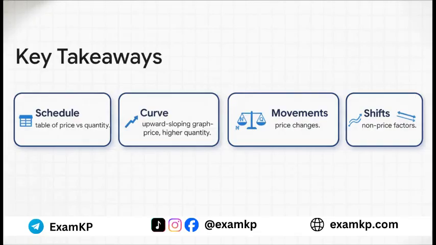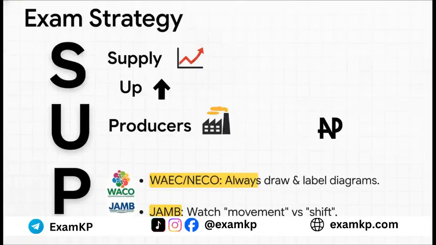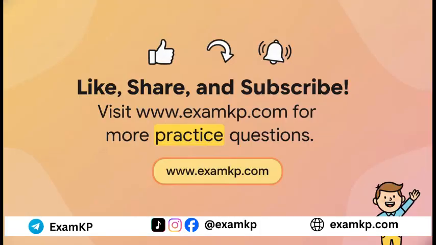And I've got a little memory trick for you. Just think of the word SUP. S-U-P. Supply slopes up because producers chase higher profits. Got it? And for strategy, in WAEC and NECO, you have to draw and label your diagrams. It's easy marks. And in JAMB, be so careful. They love to try and trick you on the difference between a movement along the curve and a shift of the curve.